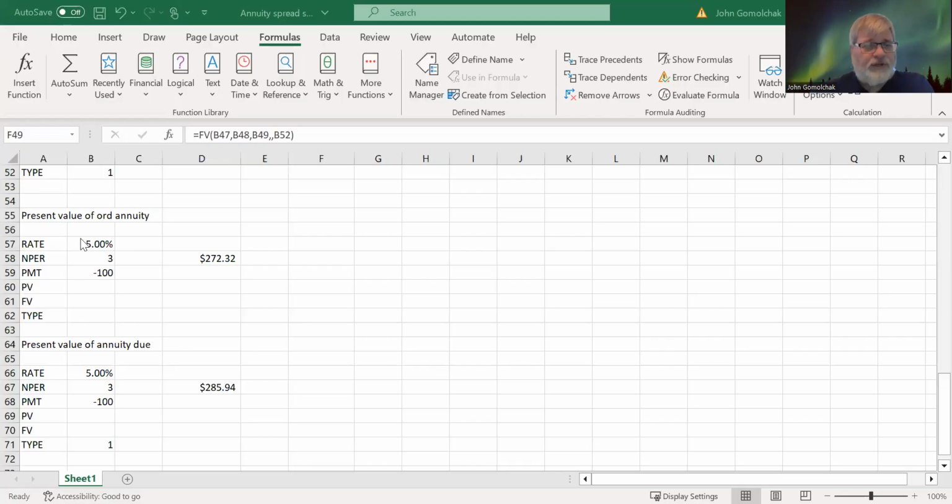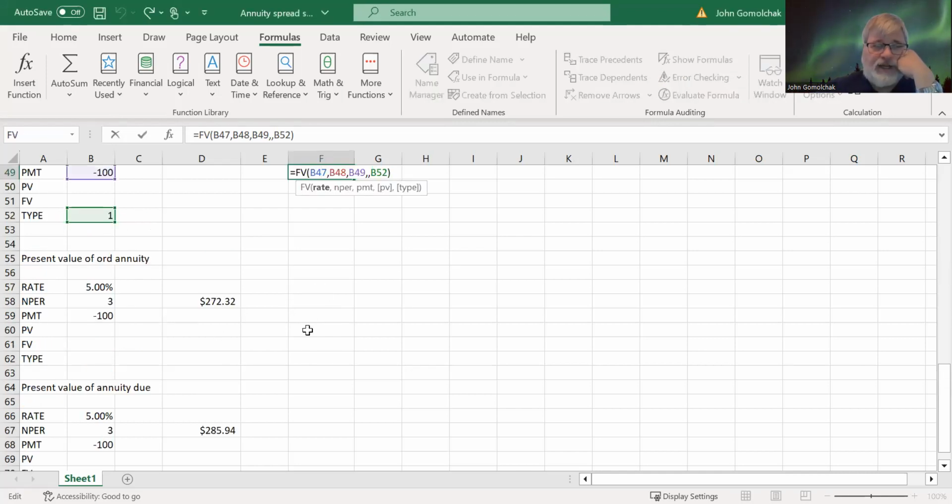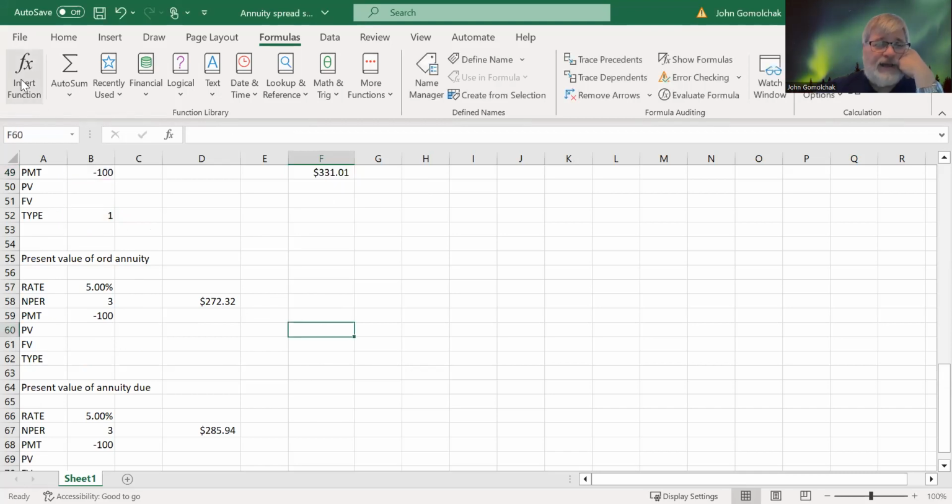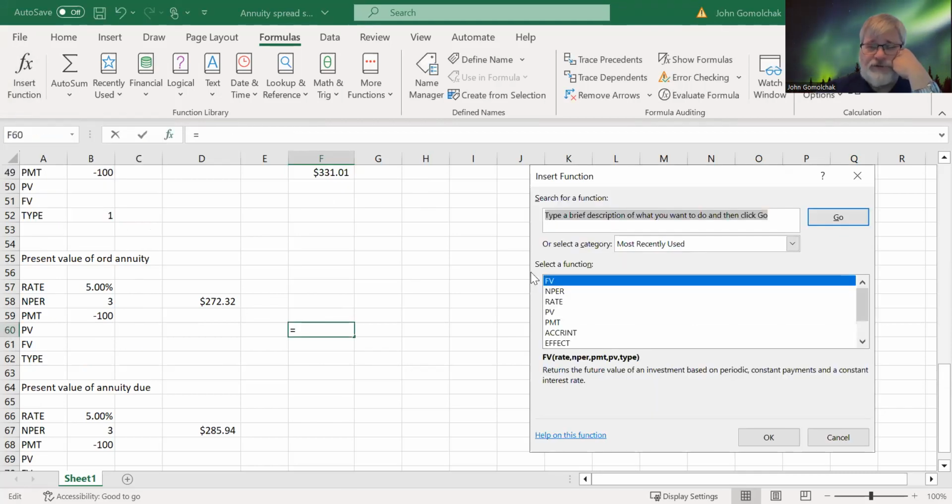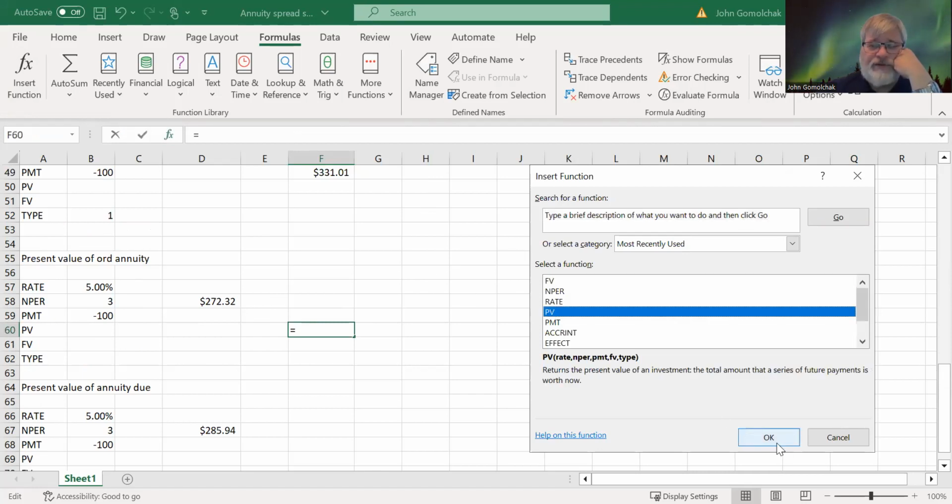All right, so now present value of an ordinary annuity. So they're telling us, I just set it up the same way they did. 5% is the return. Number of periods is still 3. And the payments that we're going to be making, once again, that negative $100. So if I want to do this, I'm going to have to go to insert function. And now I'm looking for present value, choose PV.